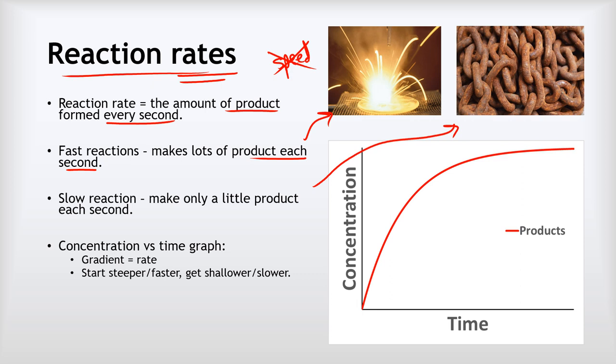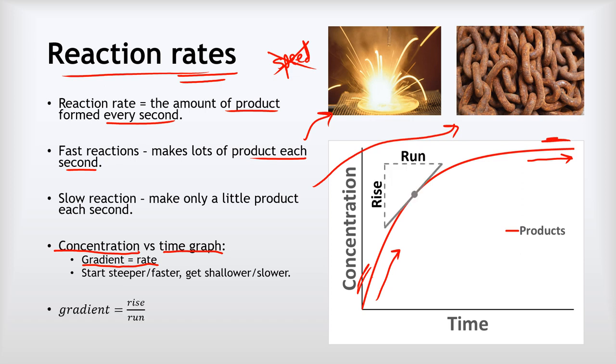Now, we can chart these on a graph showing how the concentration of the products in a reaction changes over time. And what we find is we always get a curve that looks like this, where it starts off nice and steep and it gets gradually more and more shallow over time. On this graph, the gradient, that is the steepness, shows us the rate of the reaction. So the gradient of the graph is steepest here, therefore the reaction is fastest at the beginning. The gradient is shallowest over here, so that means it is slowest.